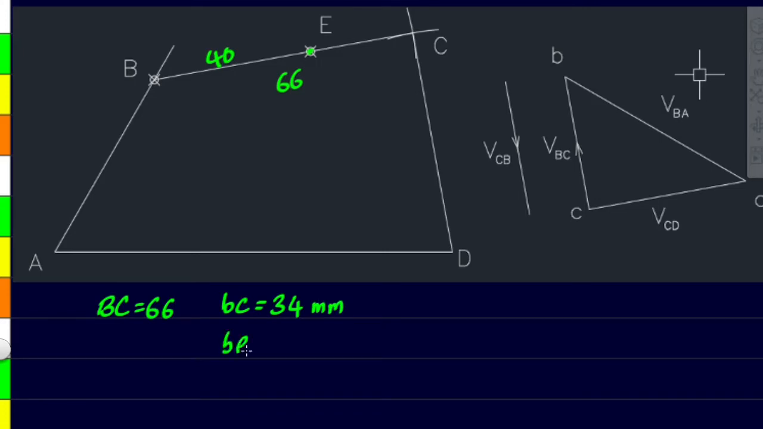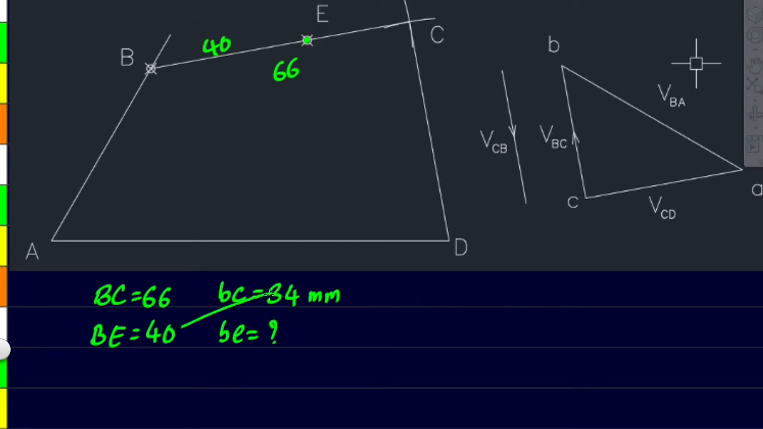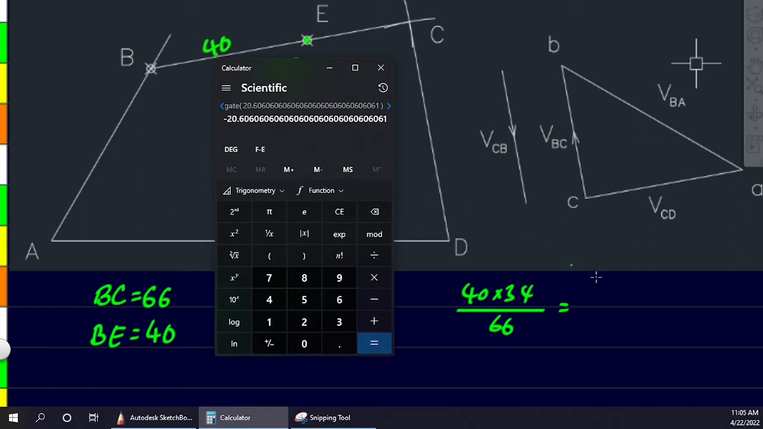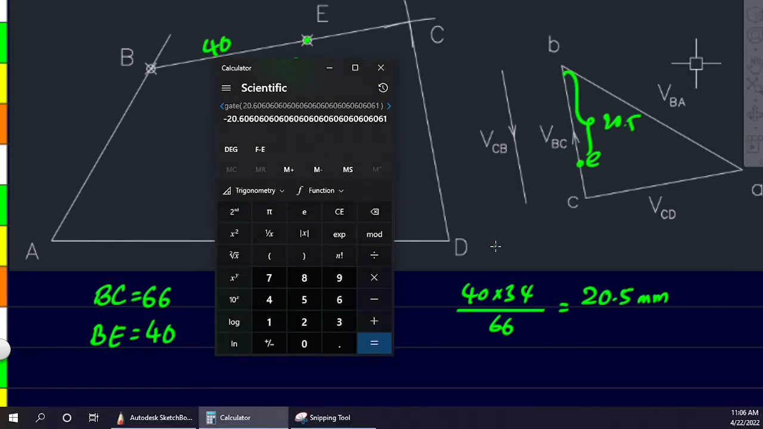So now we need to find the length small be using the capital BE. This length we know as 40 mm, and small be we need to find. As kids, we just used cross multiplication and divided as a simple rule. So 40 times 34 divided by 66 will give us the value. You can see that it is coming out as 20.5. So 20.5 mm, and that needs to be taken from this point B, such that this length is 20.5. Let me go ahead and do that.